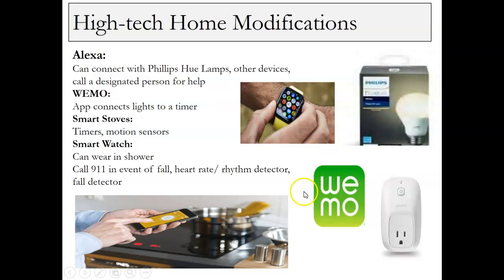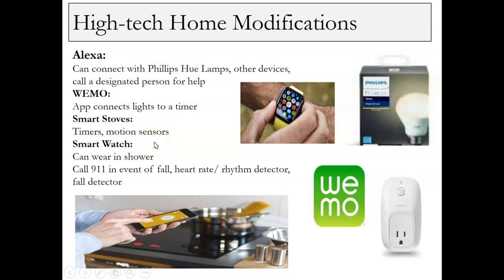Some more practical, simpler ones. A good place to start is if you go into Home Depot or Lowe's, they have a smart home section. There's a lot of stuff that's really trendy now. You know about Alexa. You can connect Alexa to lamps and other devices, or call a designated person for help. Wemo is a simple thing. It's an app that connects outlets to a timer around your house.